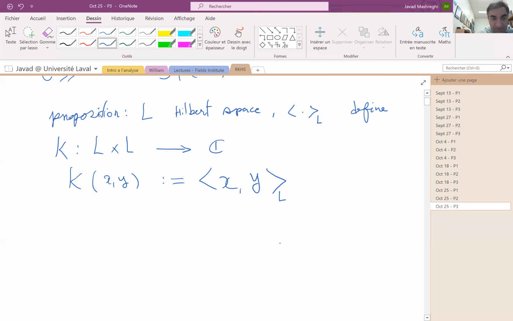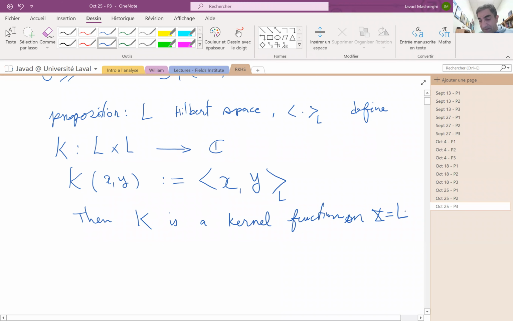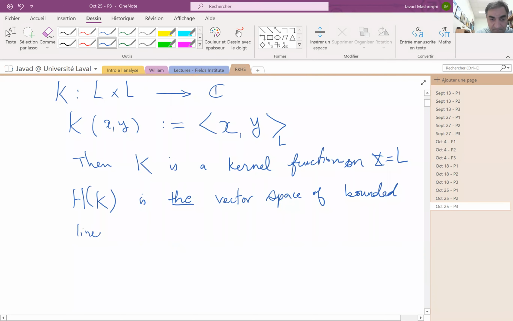Then we know that it's a kernel function. This part we know. Of course, it's better to mention X equal to L, to emphasize our point set is L. And H of K, or as I wrote above, H of G, because the Gramian is positive, but H of K is a better notation, is precisely the vector space of bounded linear functionals on L. In other words, it's the dual.